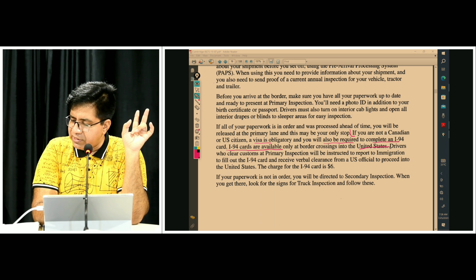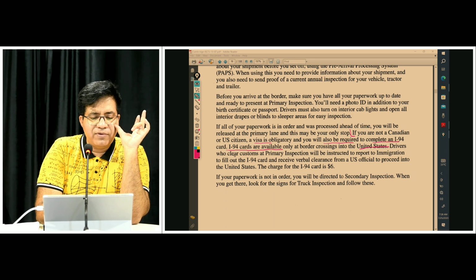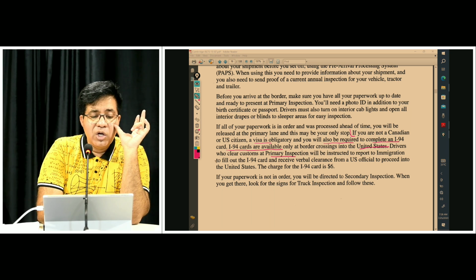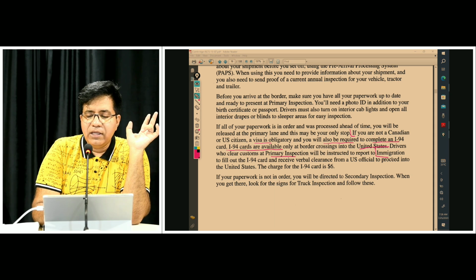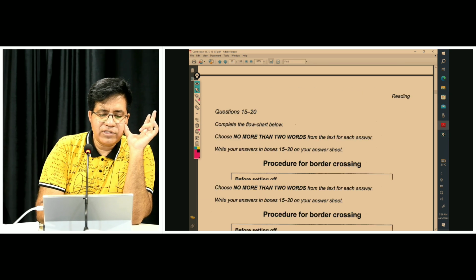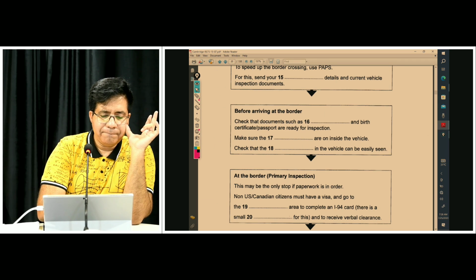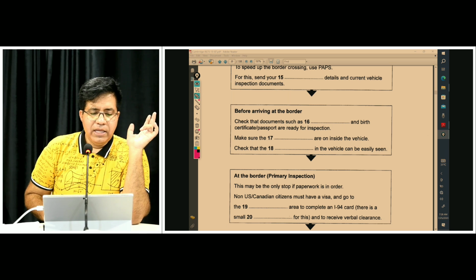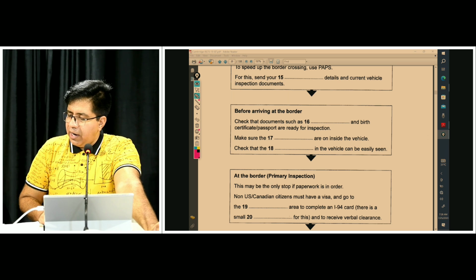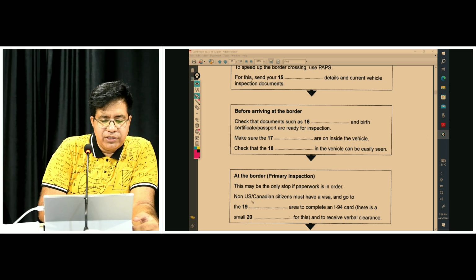Border crossing into the United States. Drivers who clear customs at primary inspection will be instructed to report to immigration to fill out the I-94 card. Where will they do it? Immigration. Exactly. So let's go back. What's the question? Exactly. The dash area to complete an I-94 card. So answer is immigration. Good. Immigration.